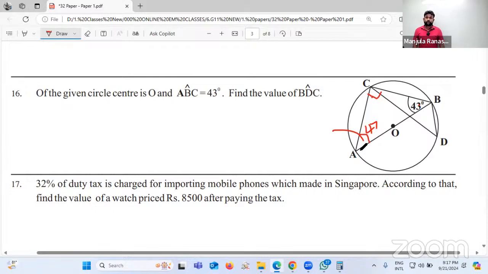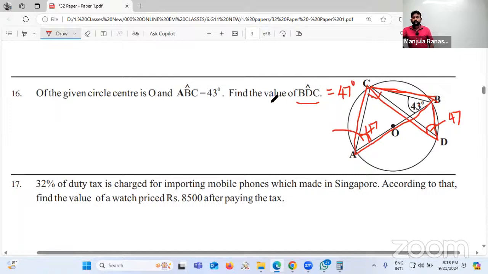Then A is 47. Now you can see that CB is a chord. From the chord, the angle subtended on the circle is A, here 47. From the chord CB, the angle subtended on the circle is D here. These two. So here 47, here also becomes 47. Why? The same segment angle. So 47, 47. Find the BDC value. That is 47 degrees.